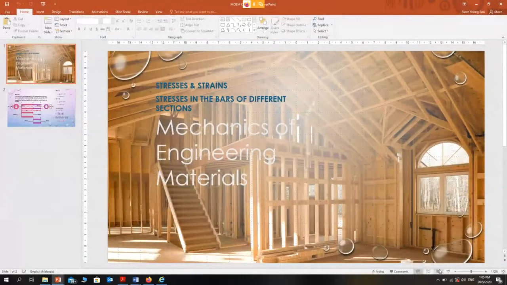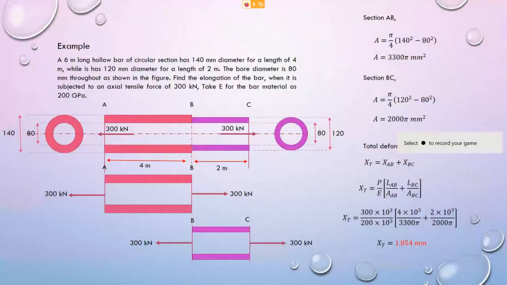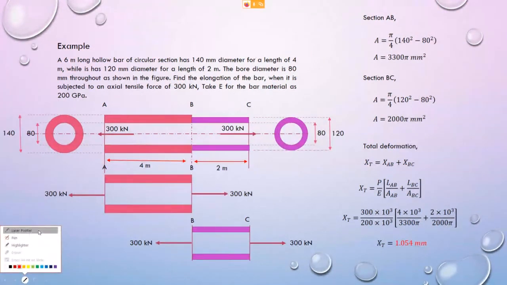Now the second example here. You have to bear with me this time because I don't have the time to animate, because when I want to solve this problem, I have to do it fast. Maybe if you have any questions that you don't know, you can ask me. Now, a 6-meter long hollow bar.